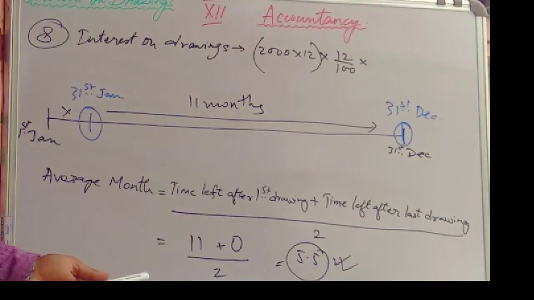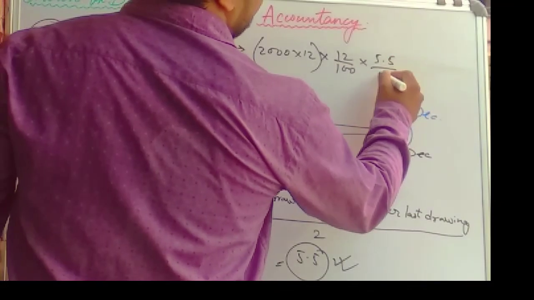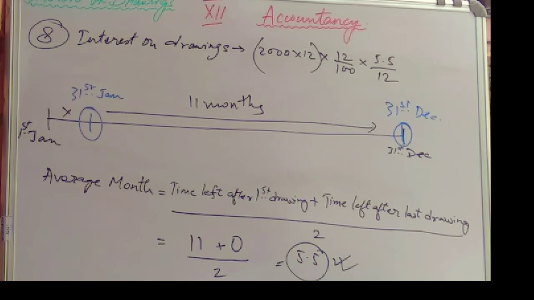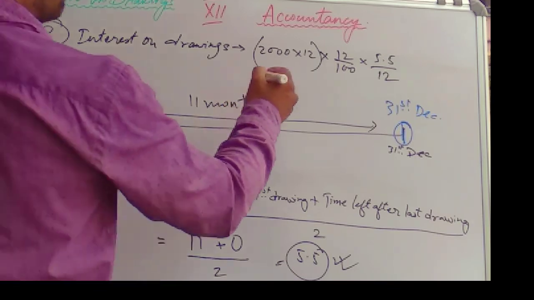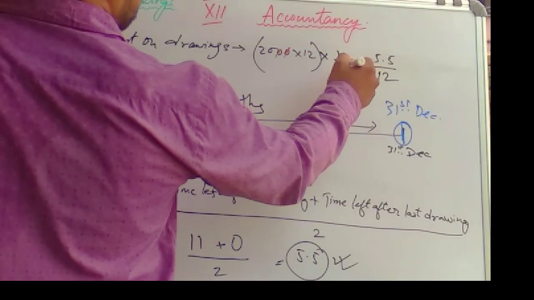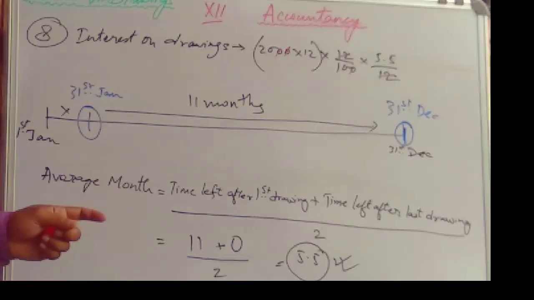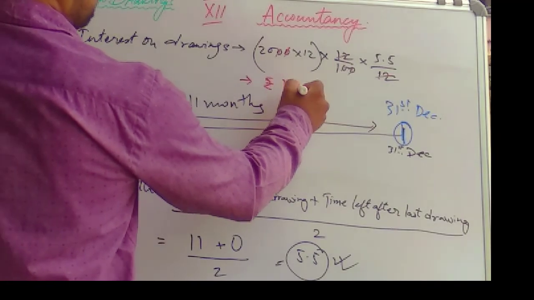Clear? So we are going to multiply by 5.5 to calculate the interest on drawings. So let's do the calculation here. 20 multiplied by 12 into 5.5, that is 1320, right?